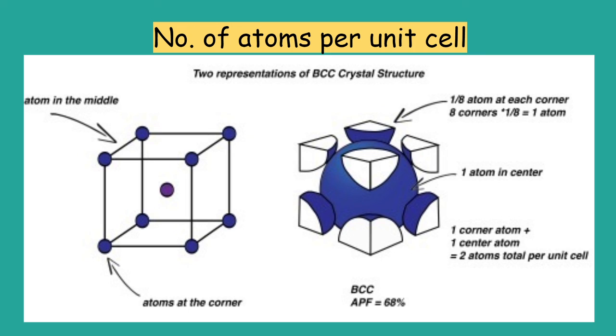There is also one more atom at the center of the unit cell which has no share by the other nearby unit cells, so that the total share is 1. The total number of atoms will be equal to 1 corner atom plus 1 body center atom, that is nothing but 2.